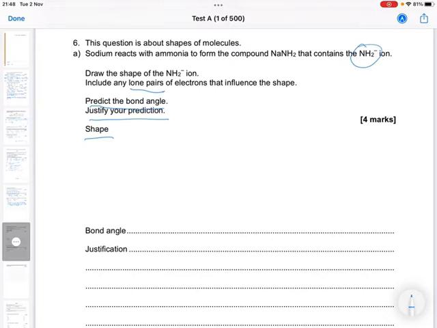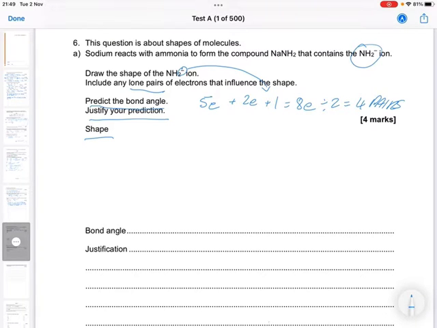Okay, let's go. Nitrogen is in group 5, so it has 5 electrons in its outer shell. Hydrogen has 1 electron in its outer shell, which it brings, and there are 2 of them. And there's a minus charge here, which means I need to add 1 to that. That gives me 8 electrons. The electrons are always in pairs, so I divide by 2, which equals 4 pairs. So let's draw it first. With 4 pairs, the parent shape is going to be tetrahedral.